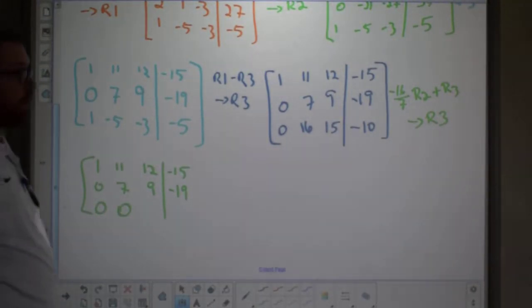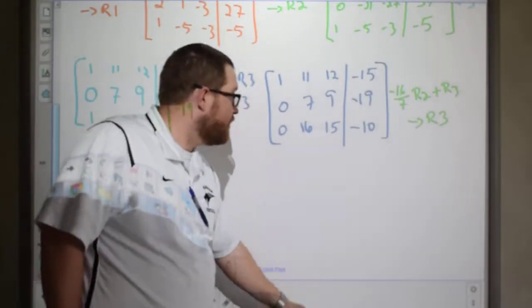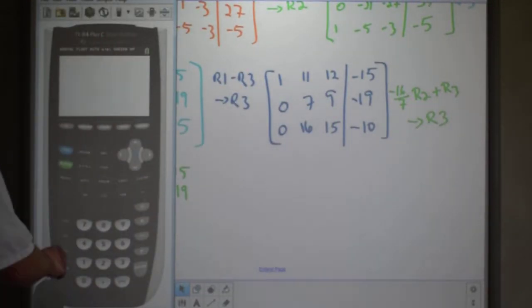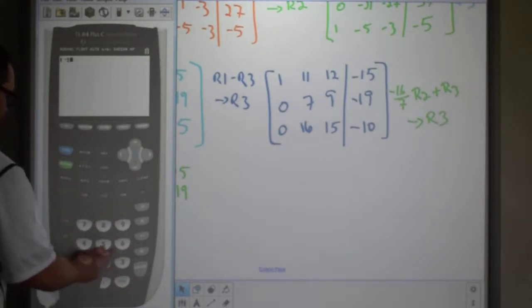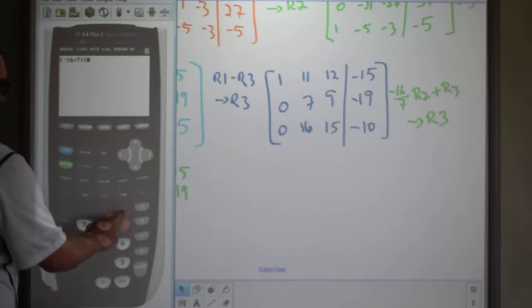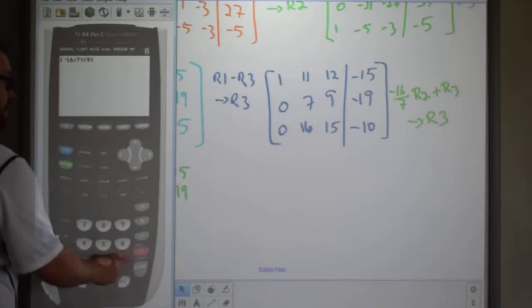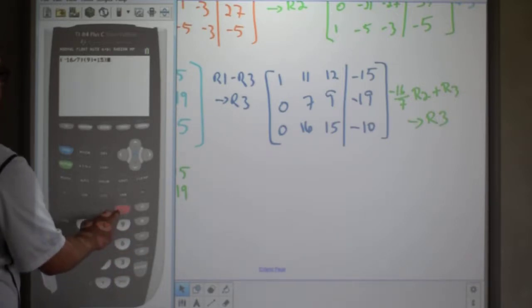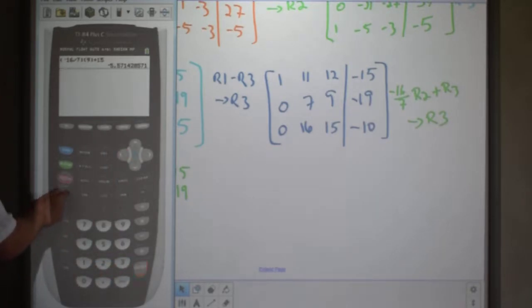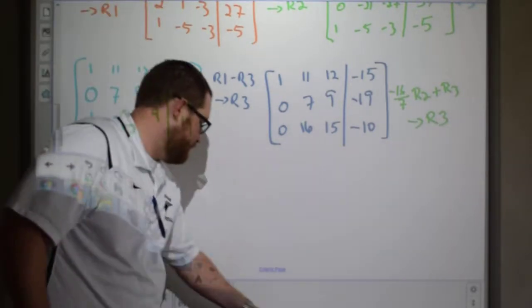Good. So now, I'm going to grab a calculator and I'm going to do this. I need parentheses, negative 16 sevenths times 9 plus 15. That's really ugly, so let's turn it into a fraction. Negative 39 sevenths.